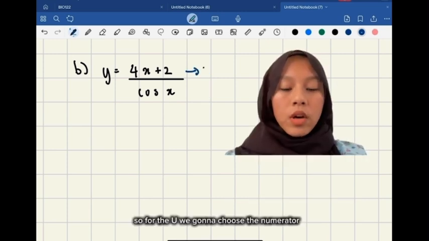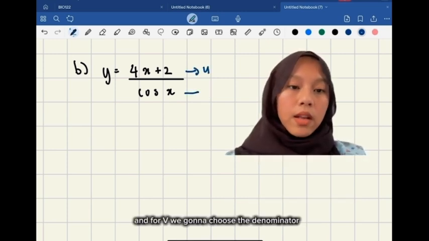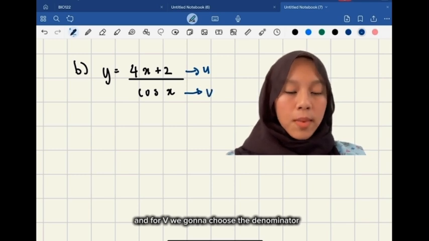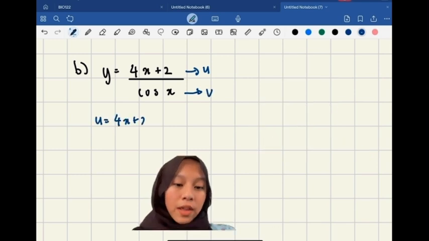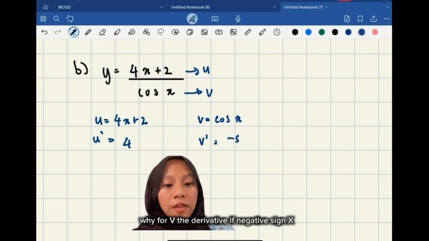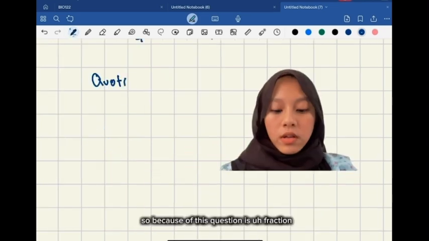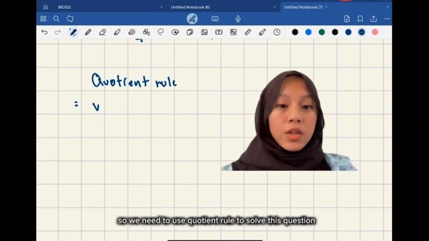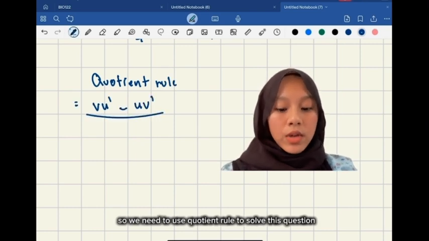So for u, we're going to choose the numerator, and for v, we're going to choose the denominator. After choosing the functions u and v, now we're going to need to find the derivative of each function. For u, the derivative is 4, while for v, the derivative is negative sine x. Because this question is a fraction, we need to use the quotient rule to solve it.